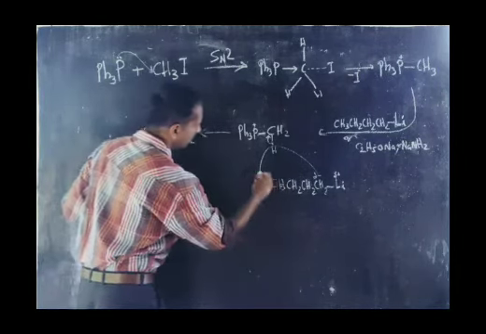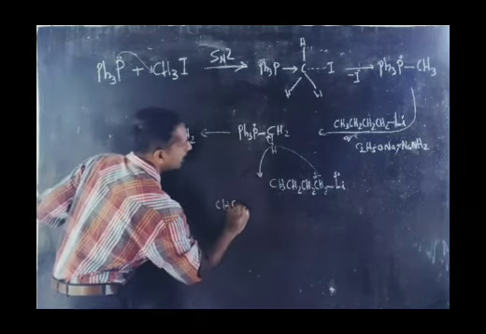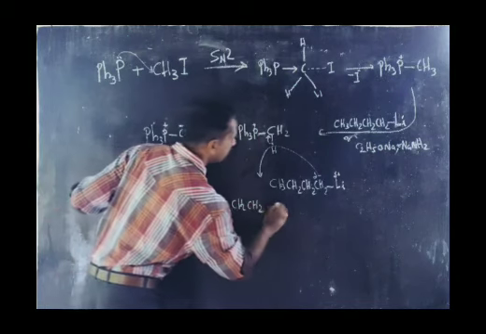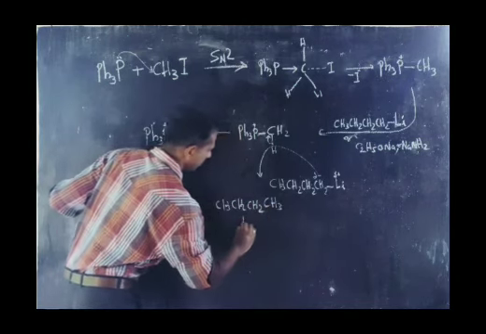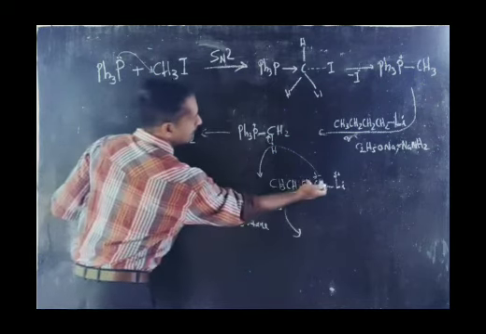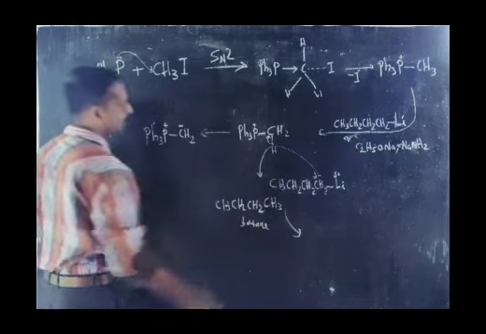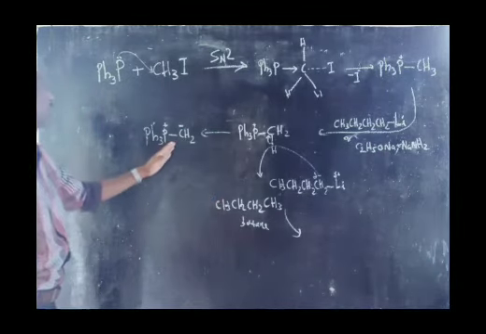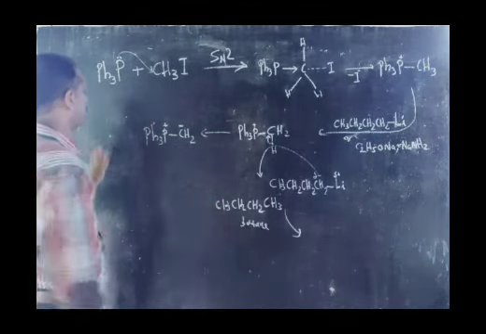What will be removed? CH3CH2CH2CH3. This is butane. Butane is removed, because CH2 minus taking H plus will change into CH3. Butane is removed, and we get this ion. This is known as ylide.